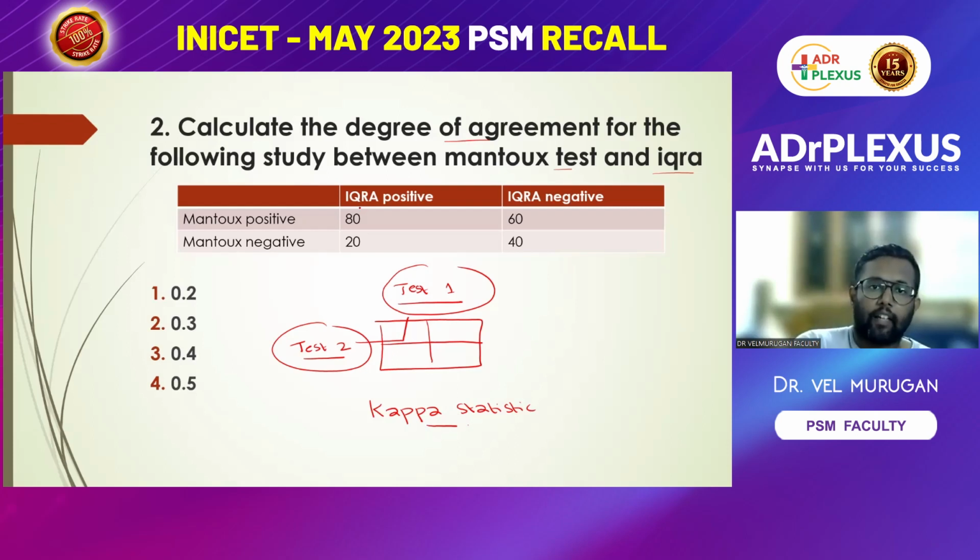How much they are agreeing, how much they are disagreeing. This stands for when both of them tell the disease is TB. This stands for when both of them tell the disease is not TB. Here there is disagreement. These two stand for agreement and these stand for disagreement. Based on this, we are going to find the value.